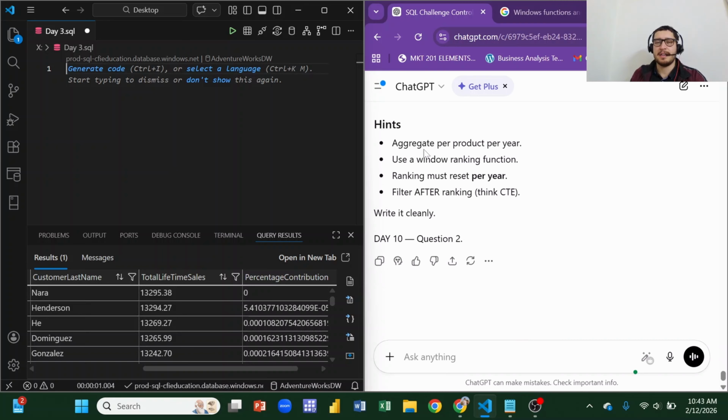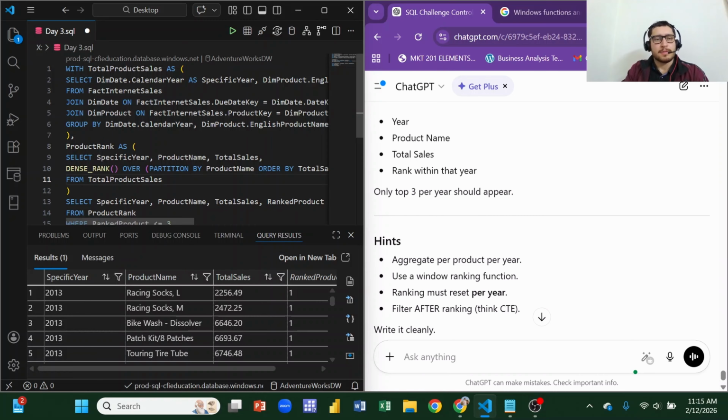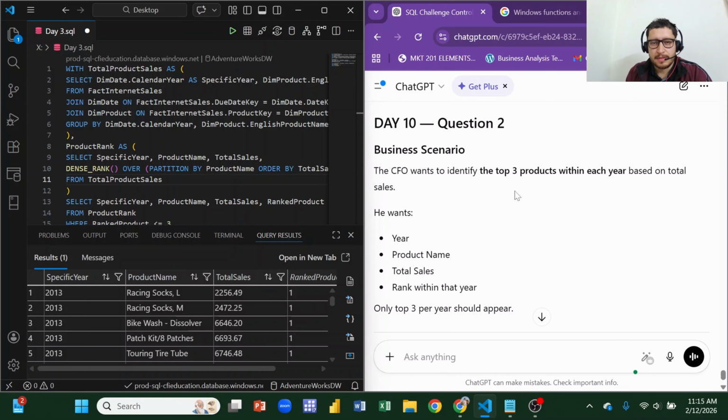Hence, aggregate product per year. Use a window ranking function; ranking must reset per year, and that means partition. Yes, I remember from day 9. Okay, so we have come up with this for question 2, where the CFO wanted to find the top 3 products each year based on total sales.